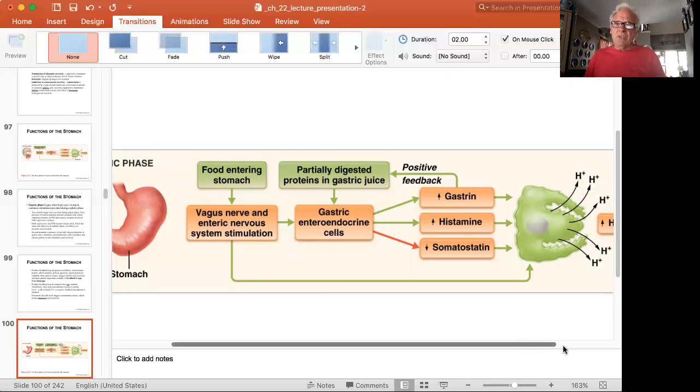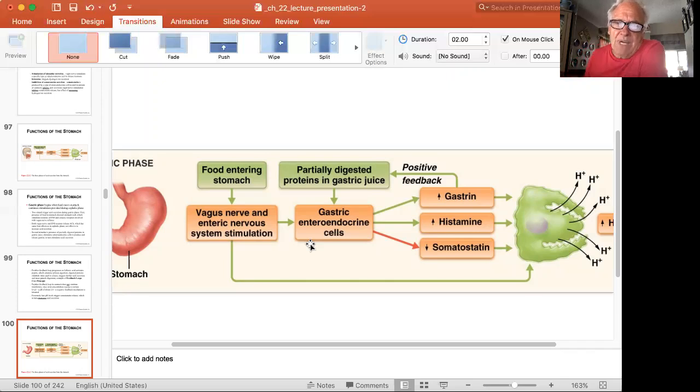Now, both the long reflex and the short reflex, both the vagus nerve and the enteric system, are going to activate the gastric enteroendocrine cells in the gastric glands to produce more gastrin and more histamine and less somatostatin. We already know that gastrin is going to affect the parietal cells to produce hydrochloric acid, but you can also convert chief cells' pepsinogen into pepsin, and you can digest protein.